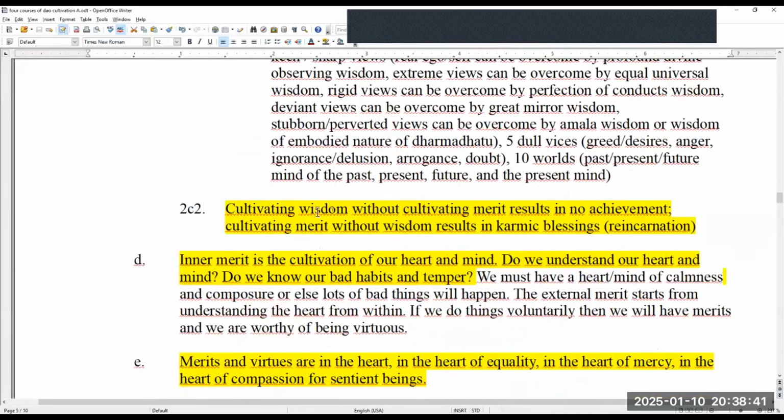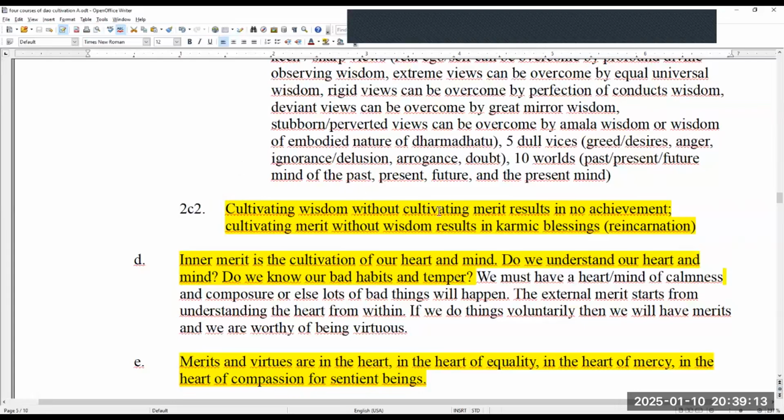Then, of course, cultivating wisdom without cultivating merit results in no achievement. Cultivating merit without wisdom results in karmic blessings. That's the reincarnation aspect. It just means that when you are cultivating wisdom by itself, what's wisdom? It's about your mind, or your experiences in life, etc. So cultivating wisdom means that you're really thinking about a lot of stuff mentally, so to speak.